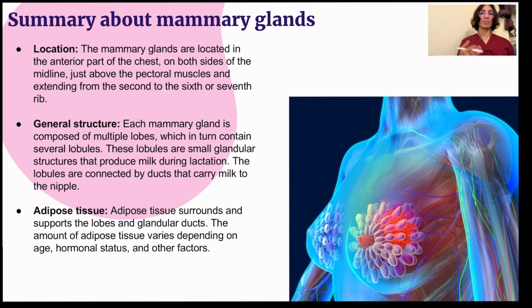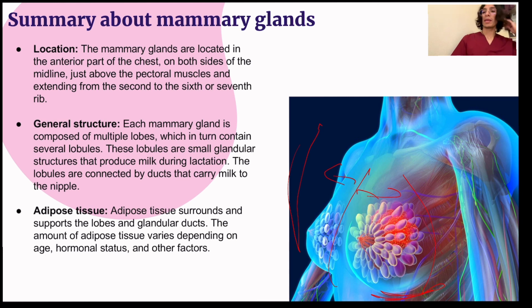Summary about mammary glands. The location. The mammary glands are located in the anterior part of the chest, on both sides of the midline, just above the pectoral muscles and extending from the second to the sixth or seventh rib.